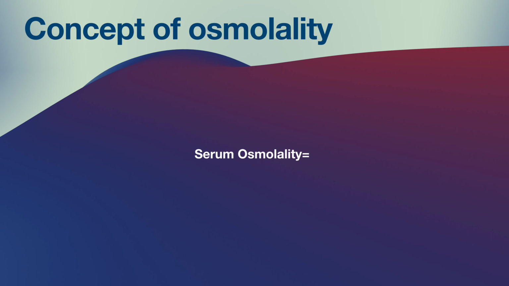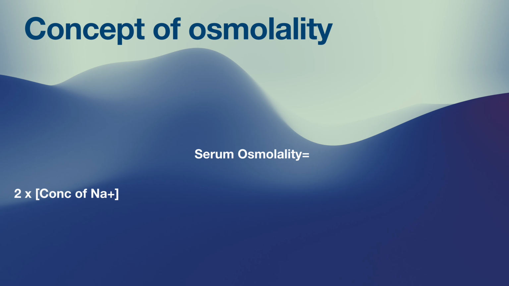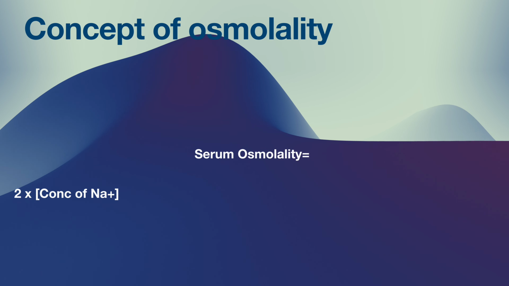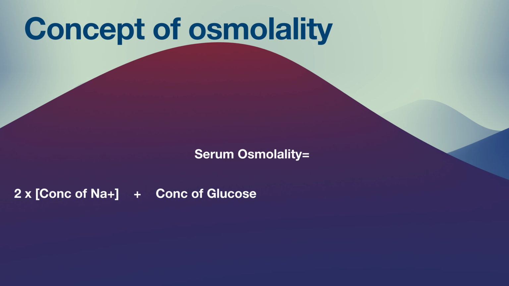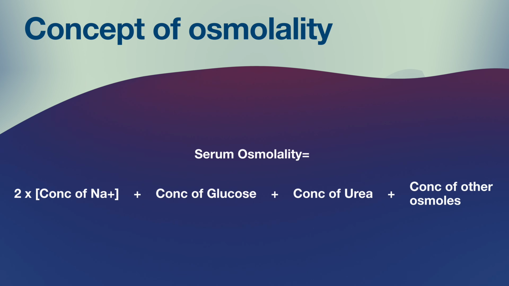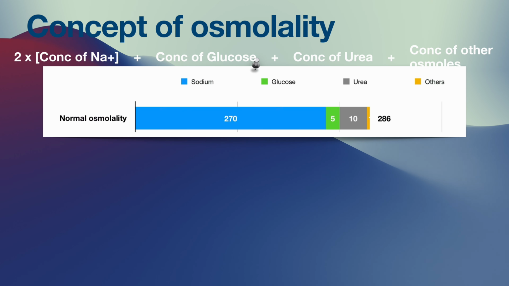To calculate the serum osmolality, we use the formula 2 times sodium. Why 2 times? Because sodium is the major positive ion, we multiply by 2 to account for the accompanying negative ions like chloride and bicarbonate. Hence 2 times sodium. And to that, we add the osmolarity contributed by glucose and by urea, and any other osmoles if any. Now let's take a look at this graph and it will help us understand better.